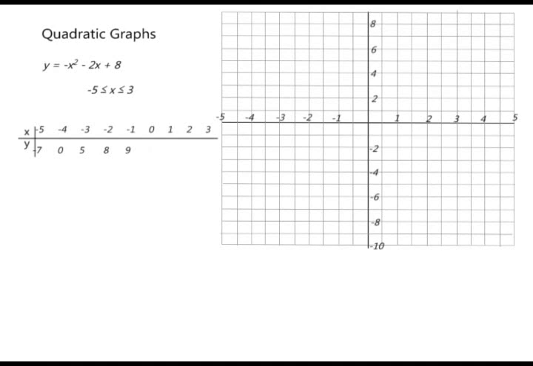x is 0, y will be 8. x is 1, y will be 5. x is 2, y will be 0. And x is 3, y will be minus 7. We plot these points and we get this kind of graph.